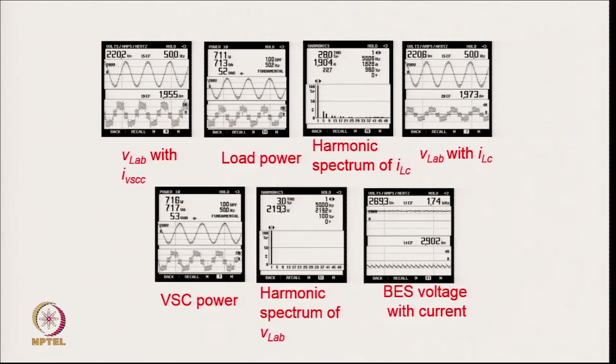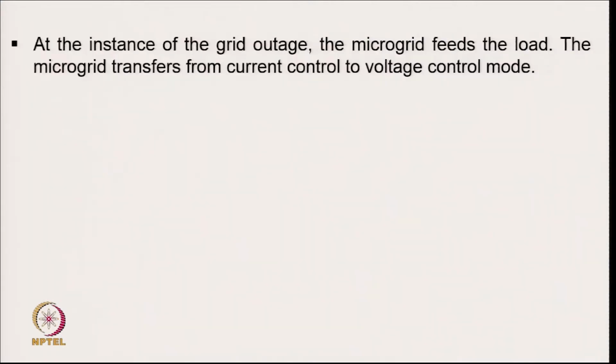And here in island mode you are getting a voltage THD of 3%, while the current THD, since you are feeding a highly non-linear load, is of the order of 28% in islanding mode, or voltage control mode.